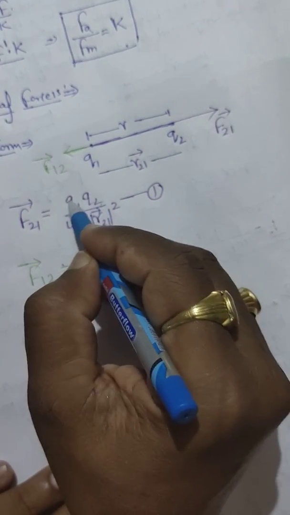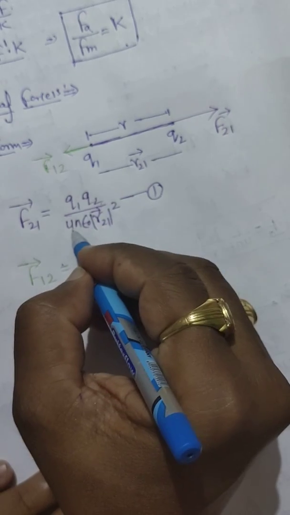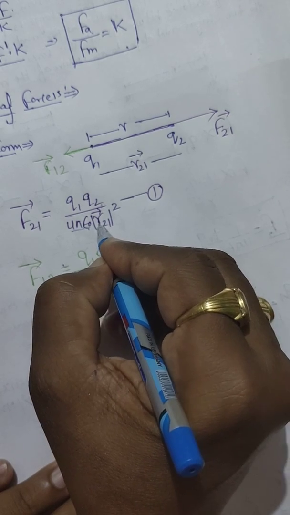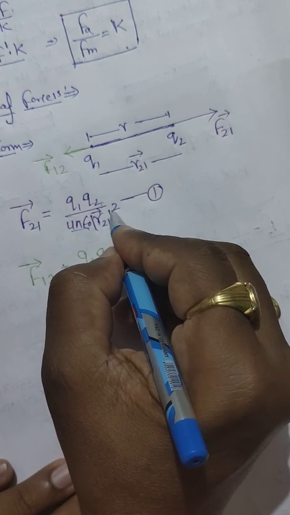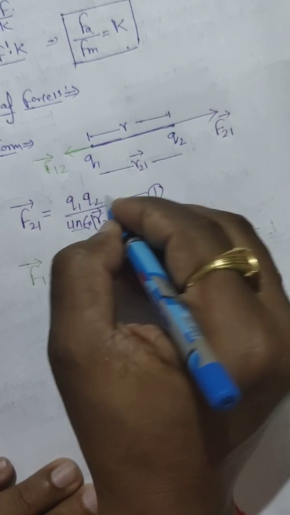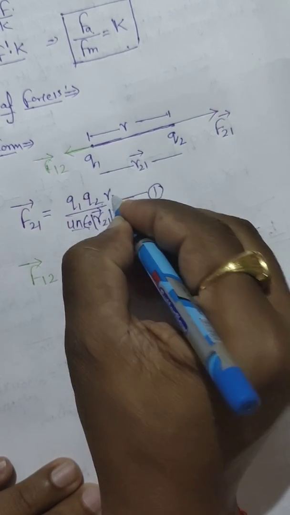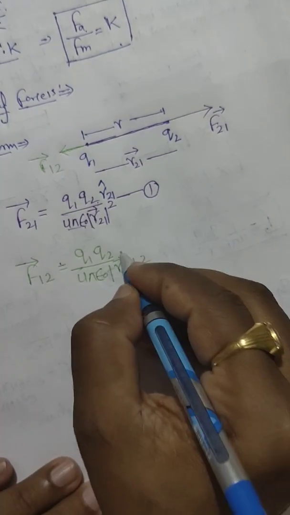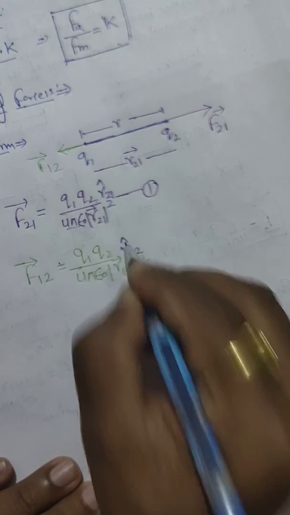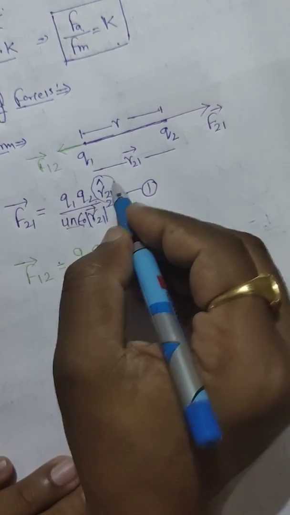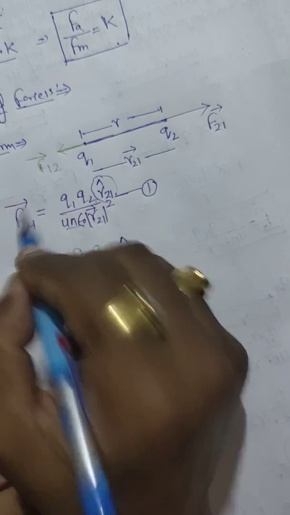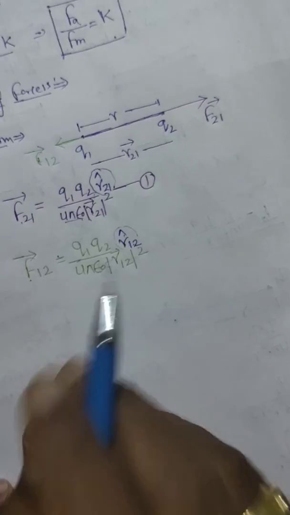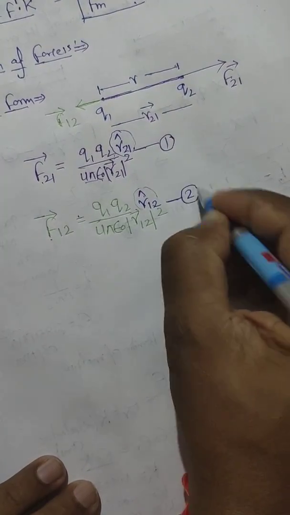In this case, Q1 and Q2 are the magnitudes of charges, which are scalar quantities. 4 pi is a constant. Epsilon 0 is a scalar quantity. And here R is a vector, but in mod form it is also a scalar. The direction of force is given by R21 cap, and in this case the direction of force is R12 cap. This is called the unit vector, which shows the direction of force. This is equation number 2.